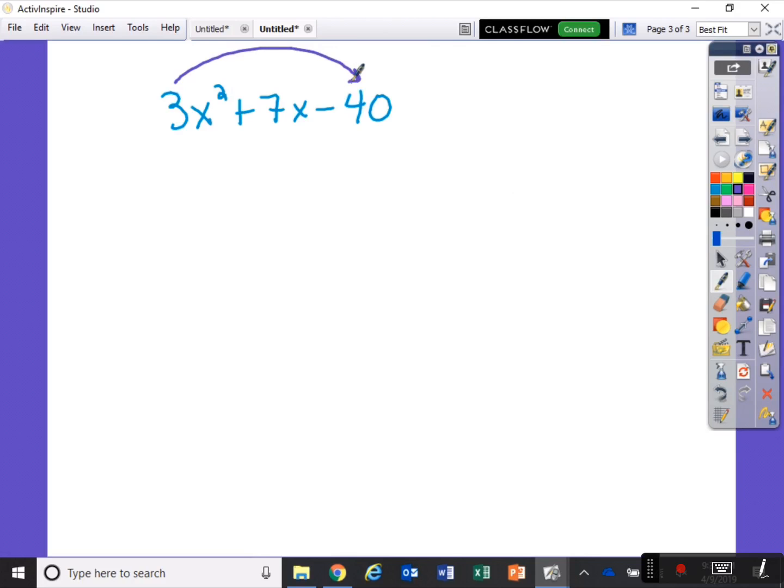Now, the last problem I multiplied by 5, but that was because the first number was a 5, right? This time I'm going to multiply by 3 because the first number is a 3. So that's going to leave me with x squared plus 7x minus 120. We're trying to get it to equal 7, right? Yes. Okay, now this is an easy problem.